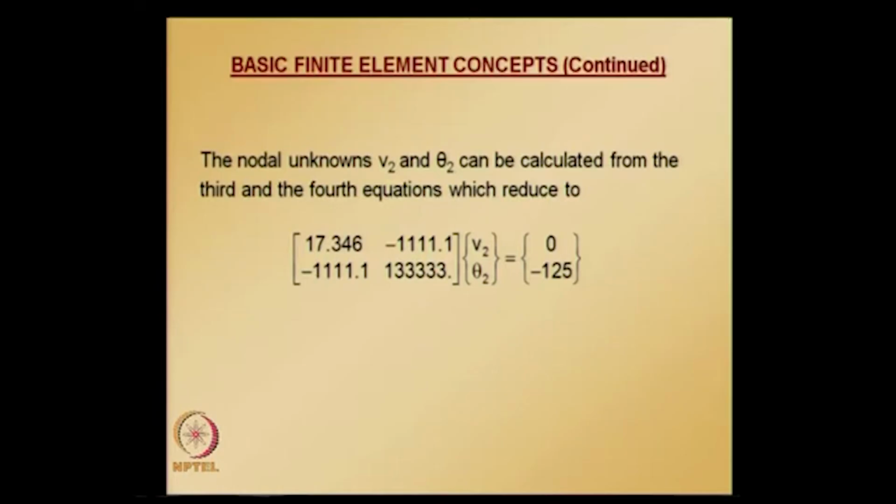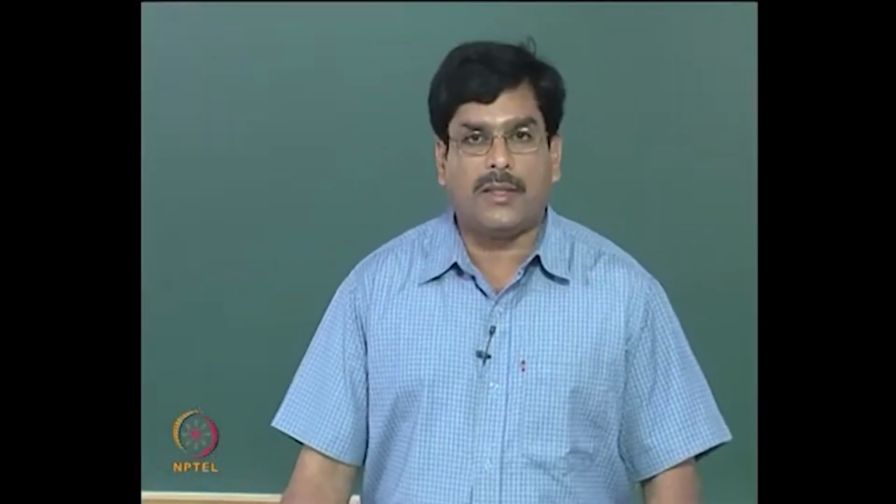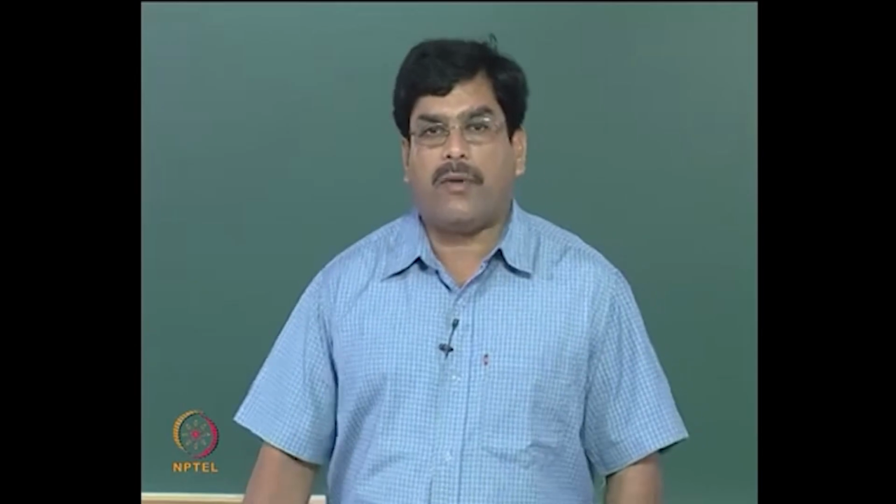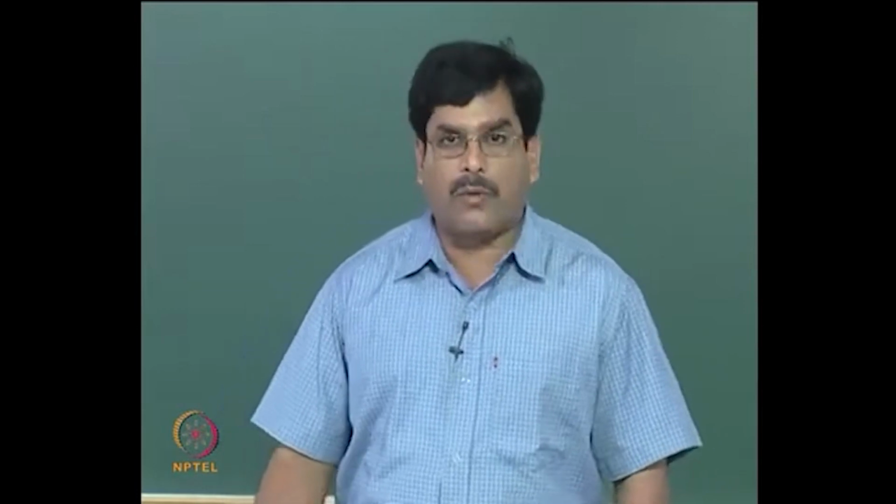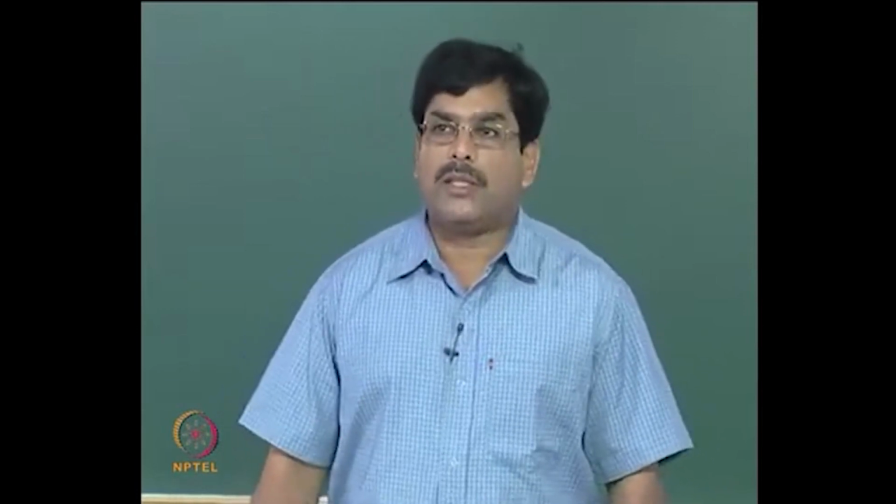We can solve it and get the values of V2 and theta 2, where V2 is the transverse displacement at node 2 and theta 2 is the rotation at node 2. Once we get these values, which are given here, we can go back to each element, that is the beam element and the spring element, and find element quantities like the bending moment and shear force in the beam element, while the spring element will have only axial force. We can find the axial force in the spring element using these values.